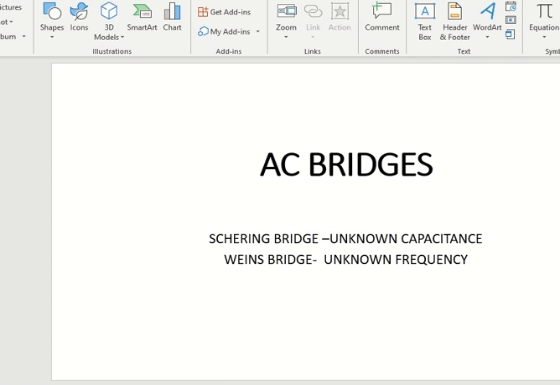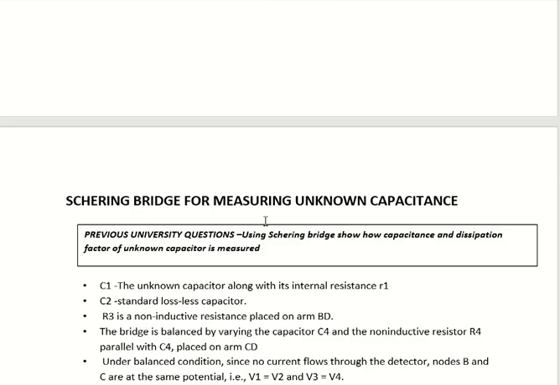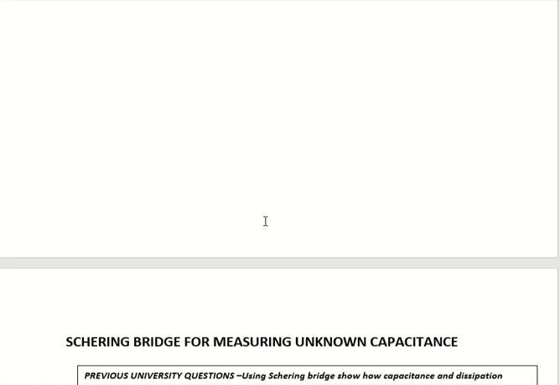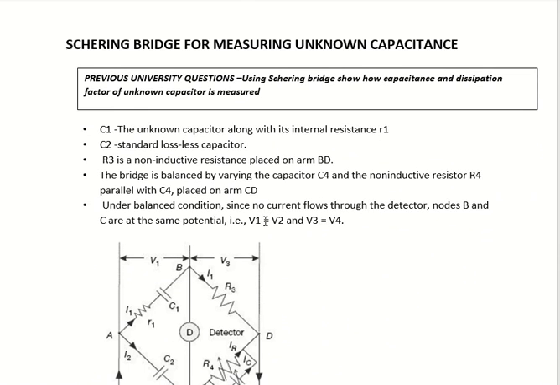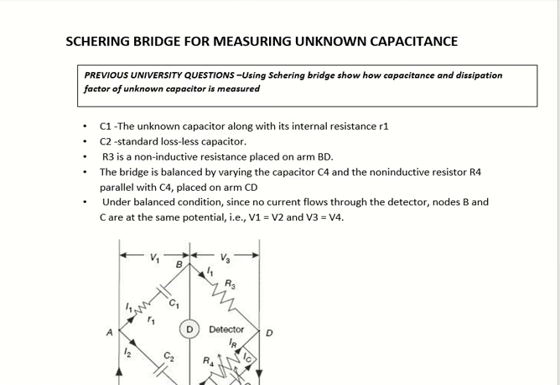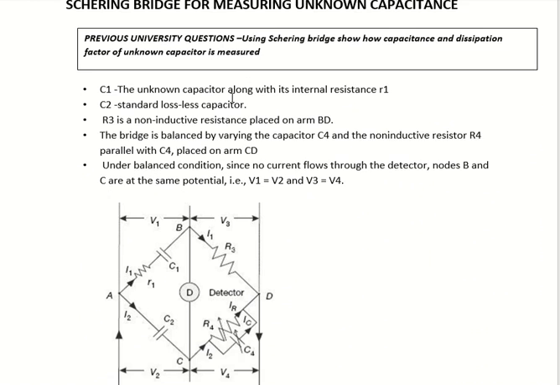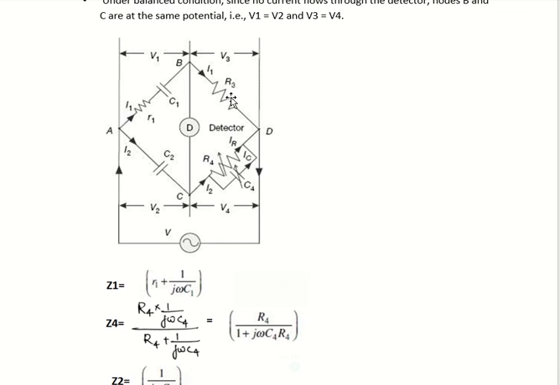So first we can see the Schering bridge. The Schering bridge is for measuring unknown capacitance. This is a previous university question asked: using the Schering bridge, show how the capacitance and dissipation factor of an unknown capacitor are measured. So this is the bridge circuit.